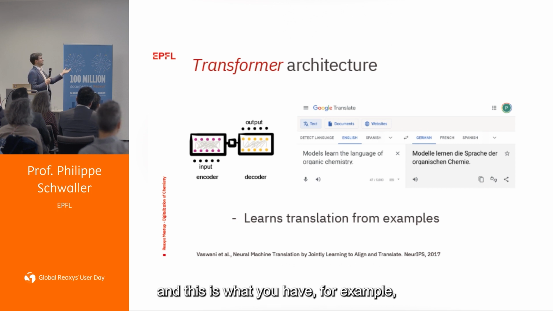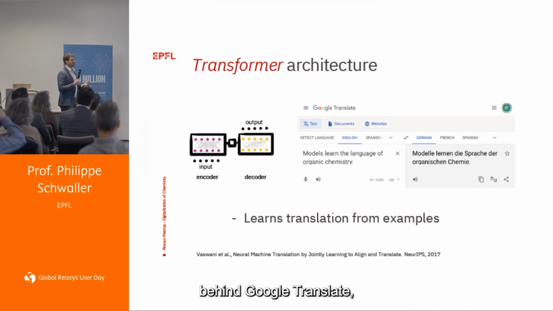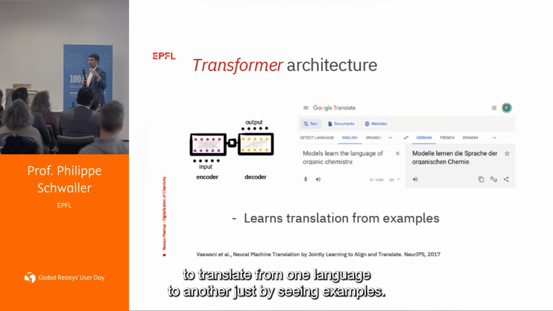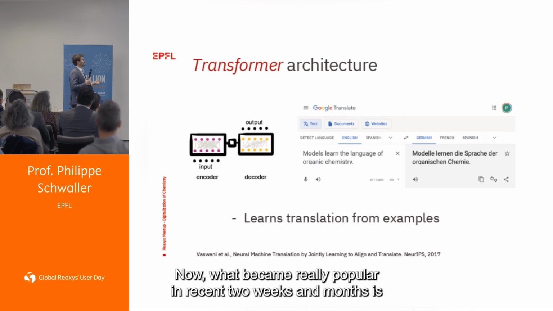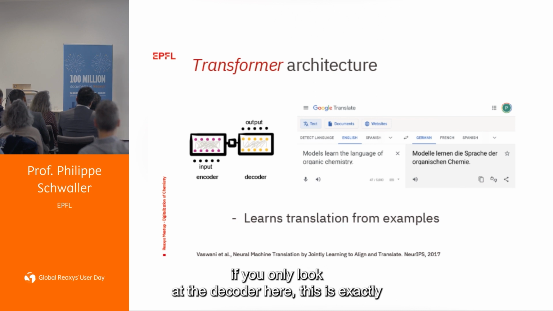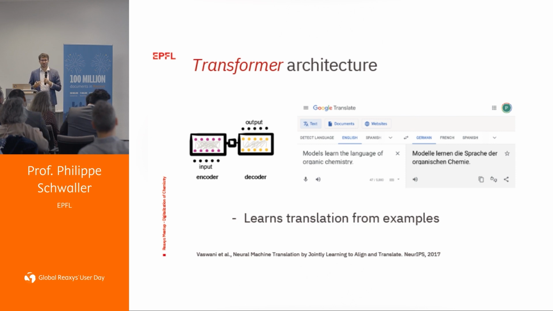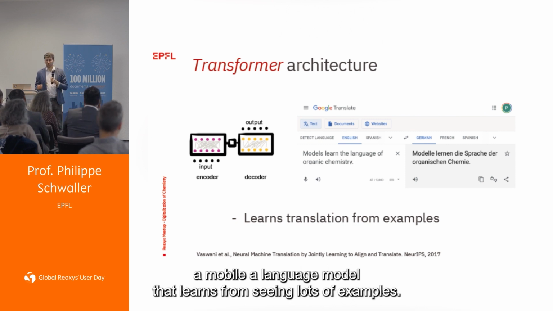And this is what you have, for example, behind Google Translate, this encoder and decoder that would learn a function to translate from one language to another just by seeing examples. Now what became really popular in recent weeks and months is if you only look at the decoder here, this is exactly the architecture that you have behind GPT and ChatGPT. And this is really a language model that learns from seeing a lot of examples.